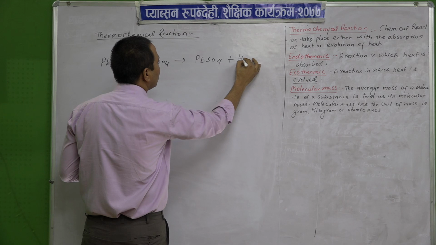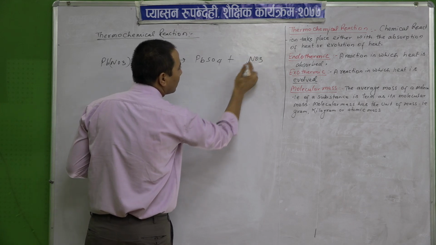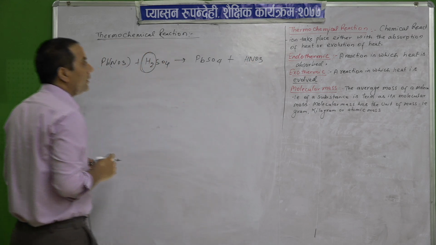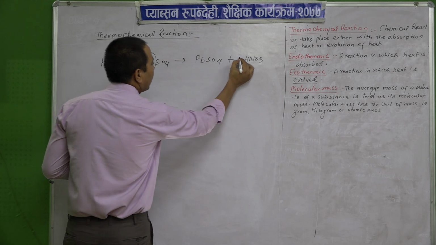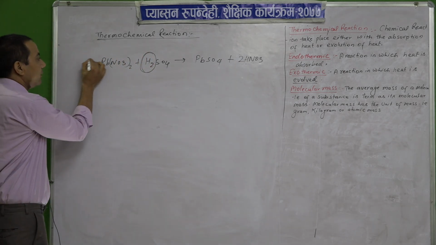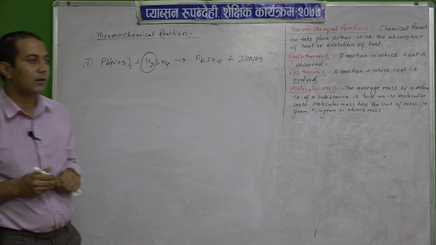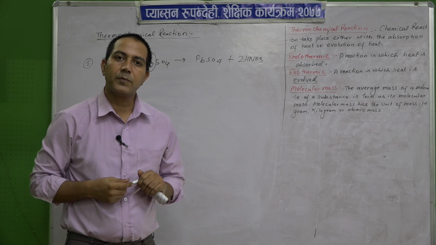That is HNO3, that is nitric acid. So, in this way, the fifth double displacement chemical reaction we completed yesterday.